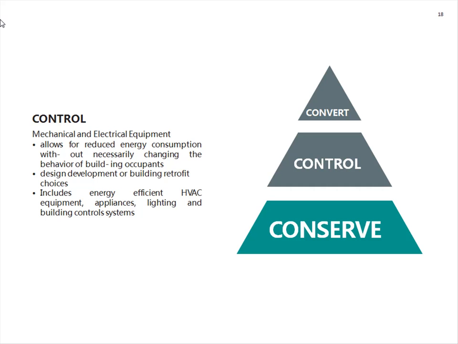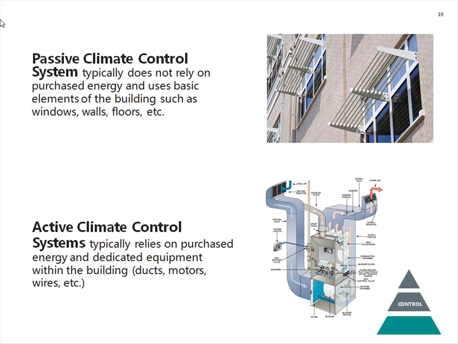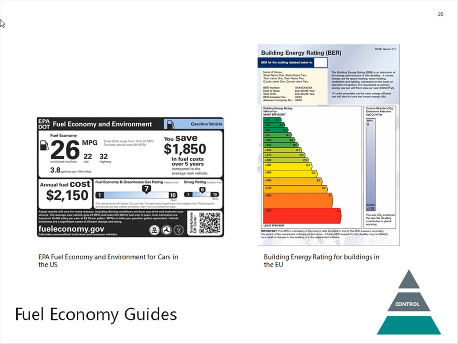So moving up the triangle to the next tier of control, and I will say they'll get shorter as I get further up here. This is one that looks at mechanical and electrical equipment. It allows for reduced energy consumption without necessarily changing the conditions on the inside. It's for new construction and retrofits.